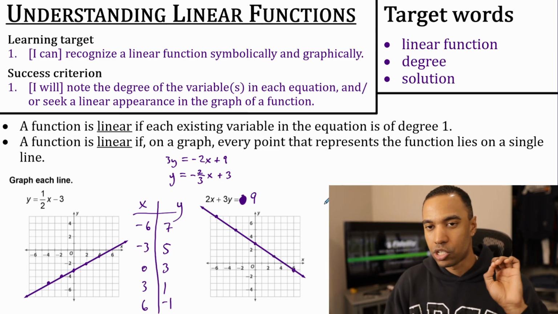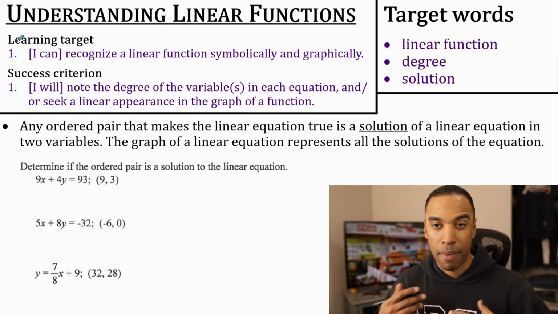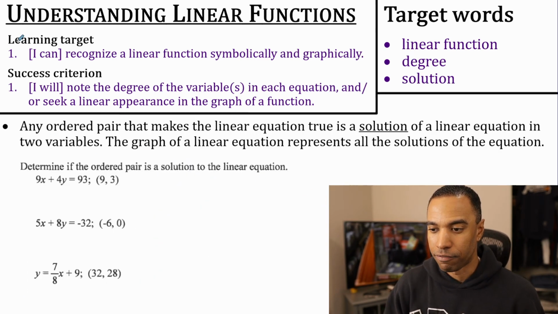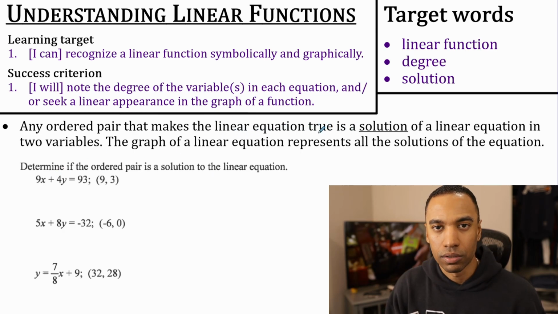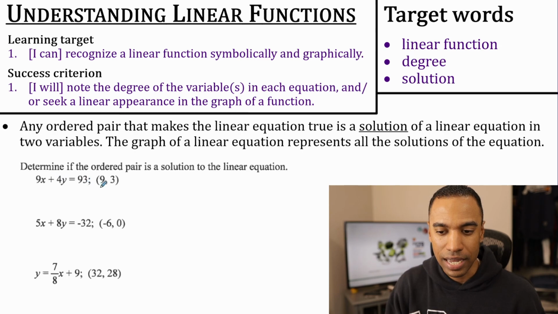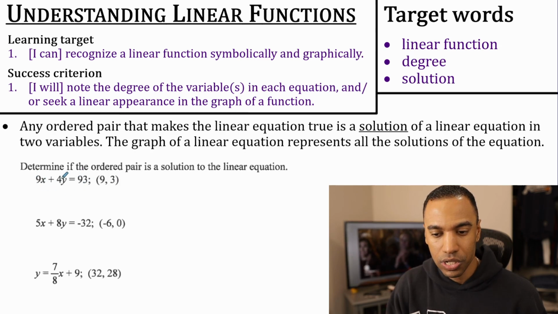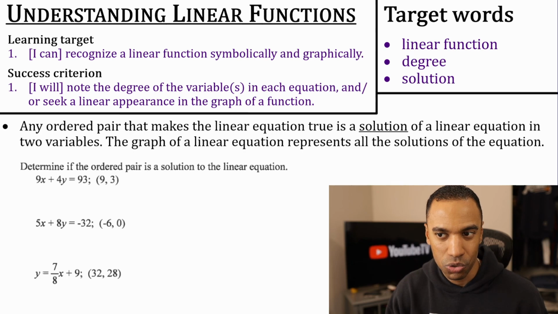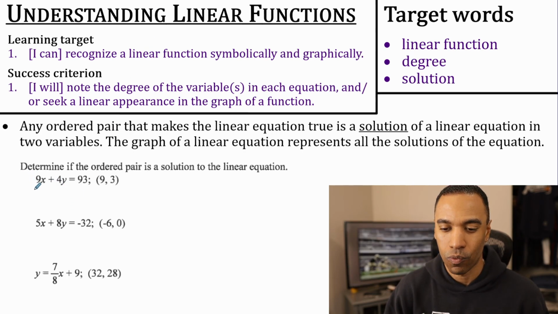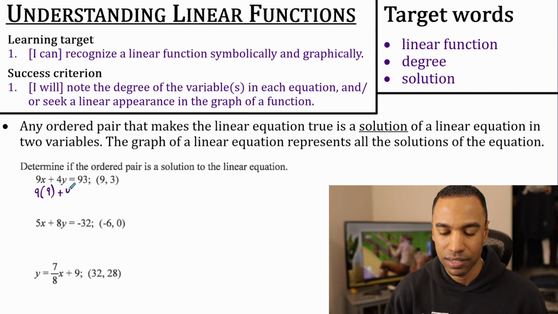So that's what it means graphically if it's a solution to it. What it means mathematically, or symbolically, if you will, is we need to make the equation true. What makes the equation true? The left side equaling the right side. So is it true that (9, 3) is a solution to this equation? When I substitute 9 and 3 in for x and y, do I get a true statement?